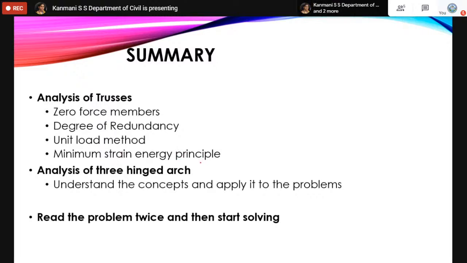I tried to satisfy as much as possible. And see this, we have completed all these topics. And while tackling the problems in arches, remember, understand the concept, apply it to the problem, and read the problem twice, and then start solving.